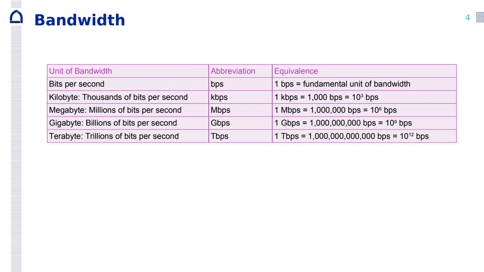So here we have bits per second, 1 bps. Kilobit is equal to 1,000 bits. You have to know these numbers, please. Megabits per second is 1 million bits, meaning 10 to the power 6. Gigabit is 1,000 megabits, so it's 10 to the power 9. Terabit is 10 to the power 12 bits per second. Okay?